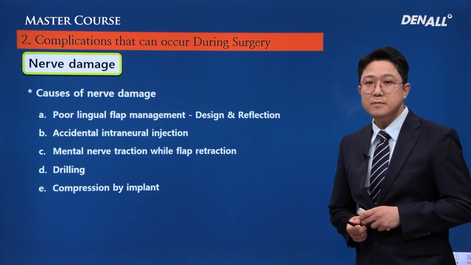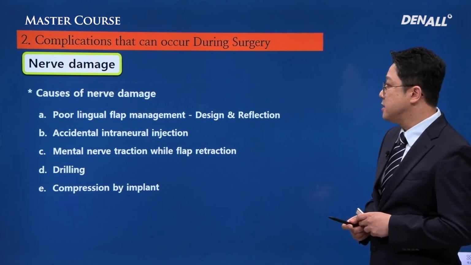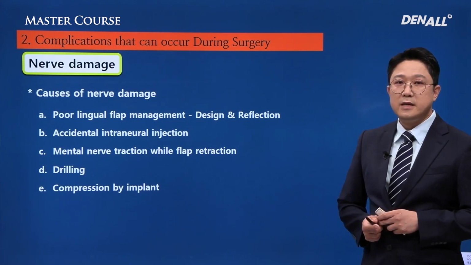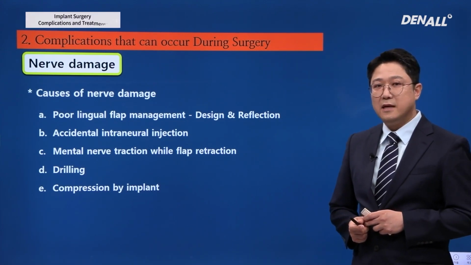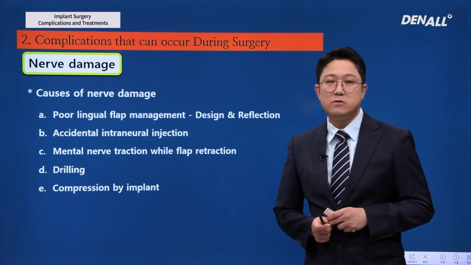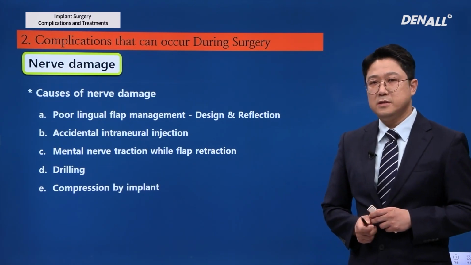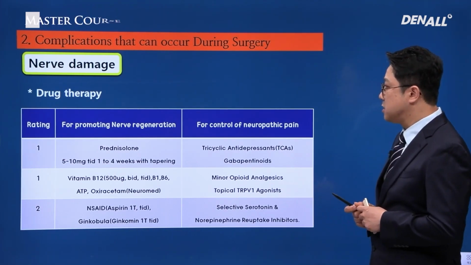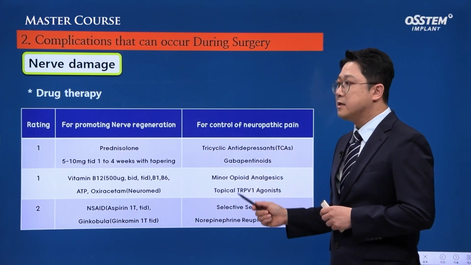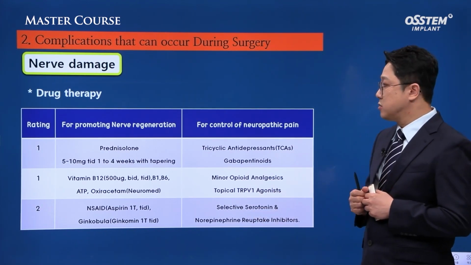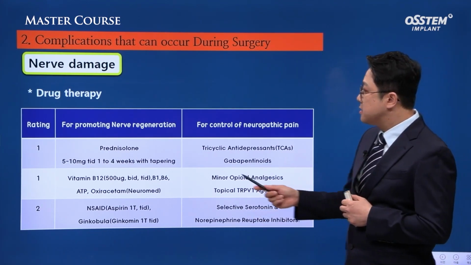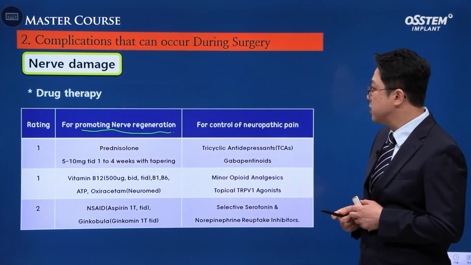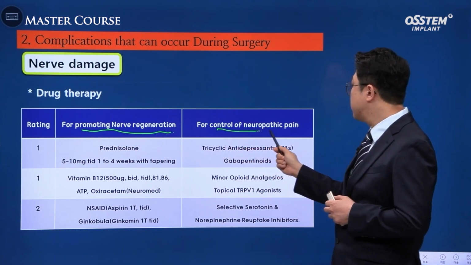Next, I'm going to talk about nerve damage. These can be caused by multiple reasons. The best policy is to prevent nerve damage. If this occurs, it can be very difficult to treat. The drugs that can be prescribed for nerve damage are shown. Largely, the drugs prescribed can be divided into two. First is drugs for promoting nerve regeneration, and second is for control of neuropathic pain.